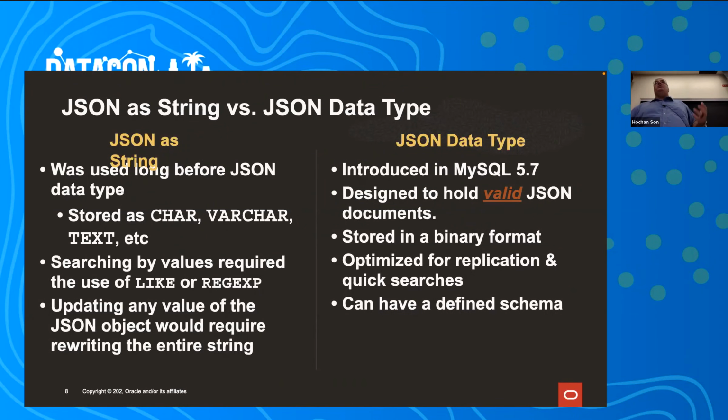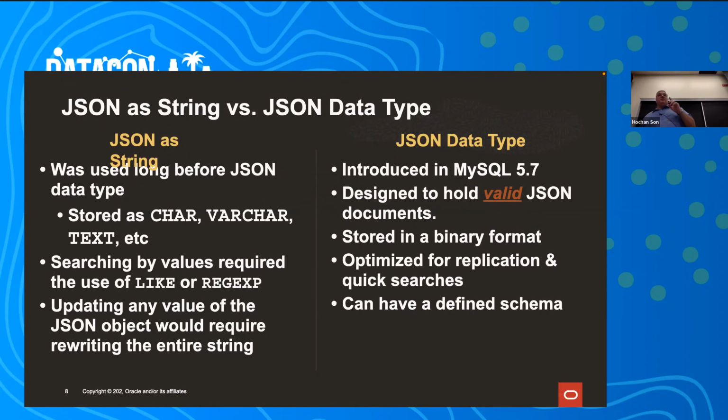Another problem is that updating any of the values required you to update the entire string. So in this particular case, if you had one property that changed, you had to go and do an update and pass in the whole new JSON blob in order to update it.